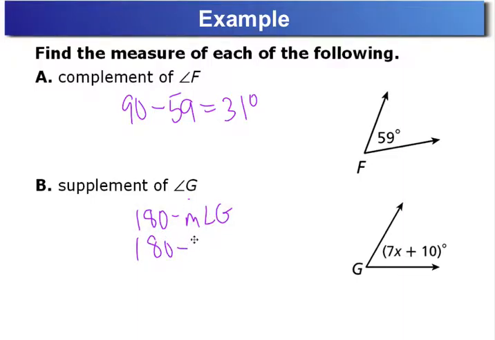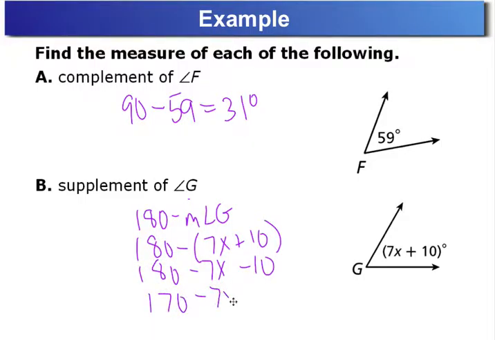The measure of angle G is 7x plus 10. Notice that I put this in parentheses. That's really important because when I simplify, I've got to distribute that negative sign. So 180 minus 7x minus 10. Now we'll combine like terms, and we'll have 170 minus 7x.